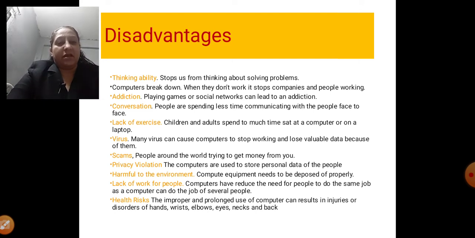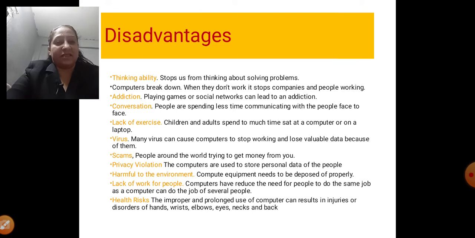Next is lack of work for the people. That is what I discussed earlier also. Today computers are used for manufacturing everything, for doing a lot of work, so there is insecurity in jobs also. Maybe in the future there is scope for unemployment.